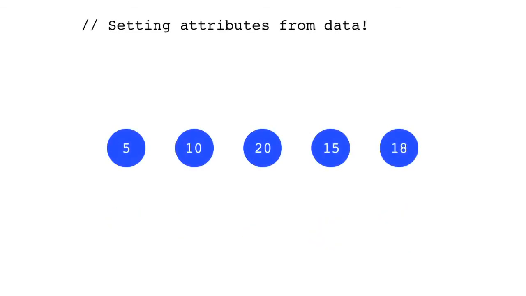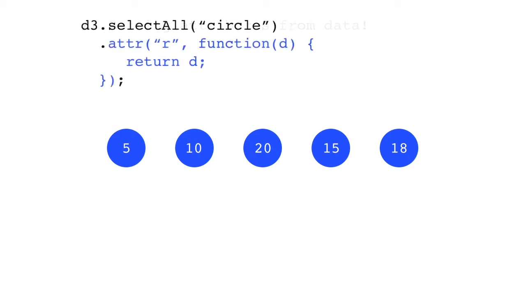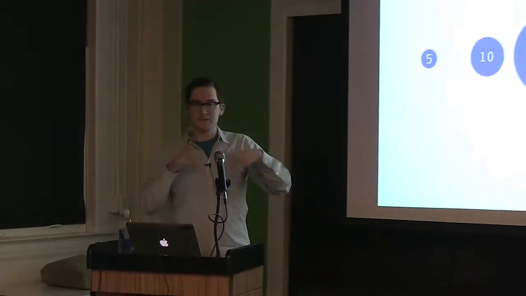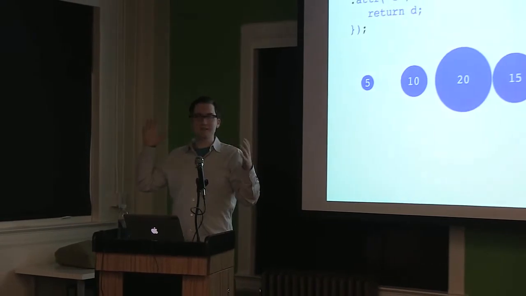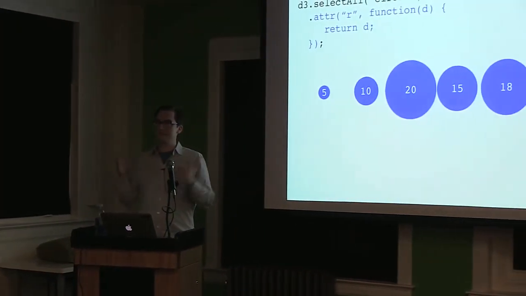So who cares? We have some blue circles. We have some numbers on them. Now we can set their attributes. We probably don't want all the circles to look the same or be in the same position. We want to actually encode that data. So here I'm going to say, let's change their radius to be set to the value of the associated data value. So my 5 circle gets smaller. My 10 circle stays the same. My 20 circle gets a radius of 20, and 15 and 18.